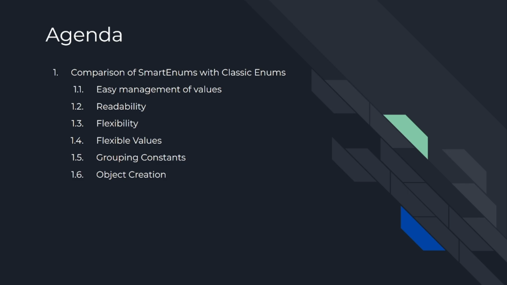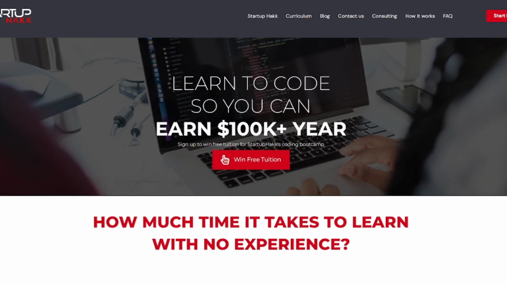So today's agenda is comparison of smart enums with classic enums, in which we are going to discuss easy management of values, readability, flexibility, flexible values, grouping constants, and object creation. So let's dig in.